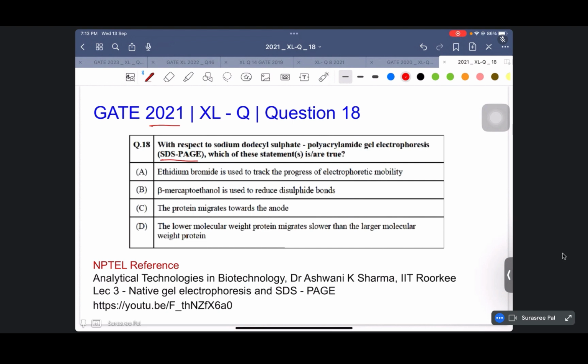Okay, it is very important to note here that this is a multiple select question, or MSQ, so you will have multiple answers to this. That is point one. The second and most important point is that some MSQs will have negative marking and some MSQs do not, so you have to check in the question paper whether the particular MSQ that you are solving has negative marking. Let us discuss some bit about SDS-PAGE first.